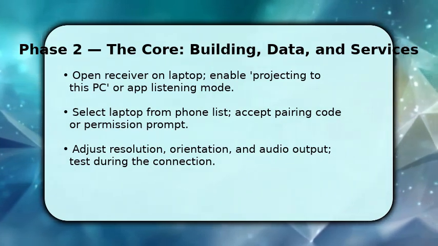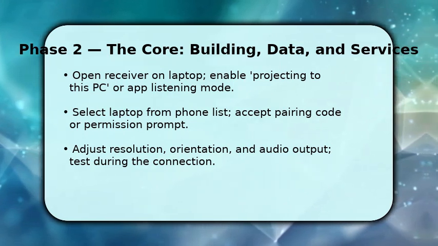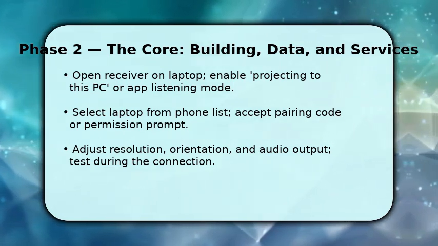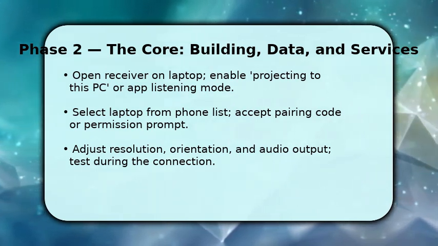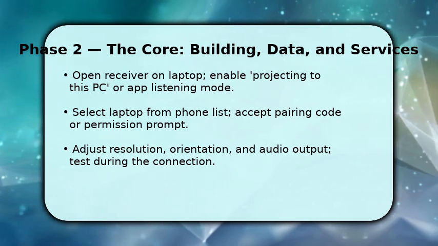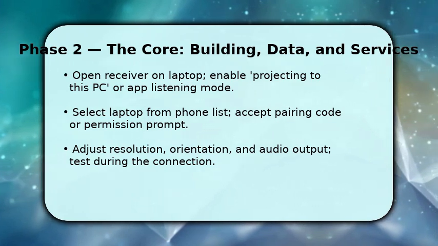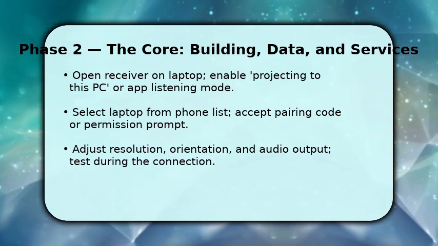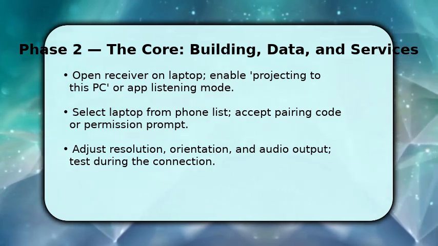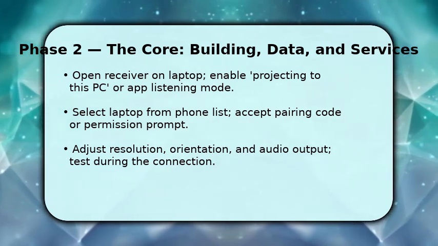You now move to the connection step. Open the receiver app and enable projecting to this PC or listening mode so the phone can find it. Then, on your phone, choose your laptop from the available devices. Accept the pairing code or permission request shown on the computer. Make sure to adjust resolution and orientation in the app or system settings, and select the correct audio output so sound follows the stream. If you notice lag, reduce resolution or move closer to the router.